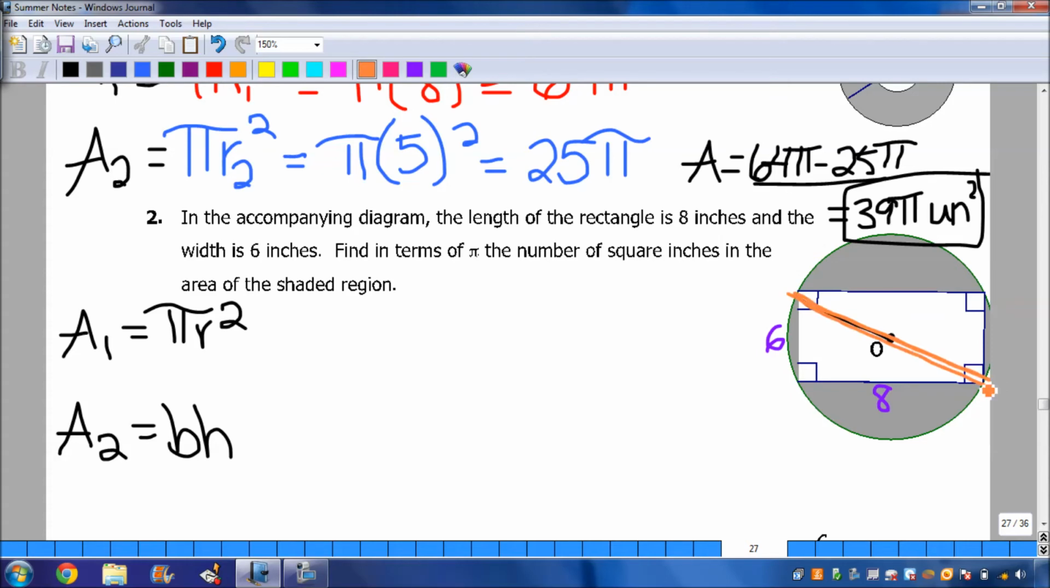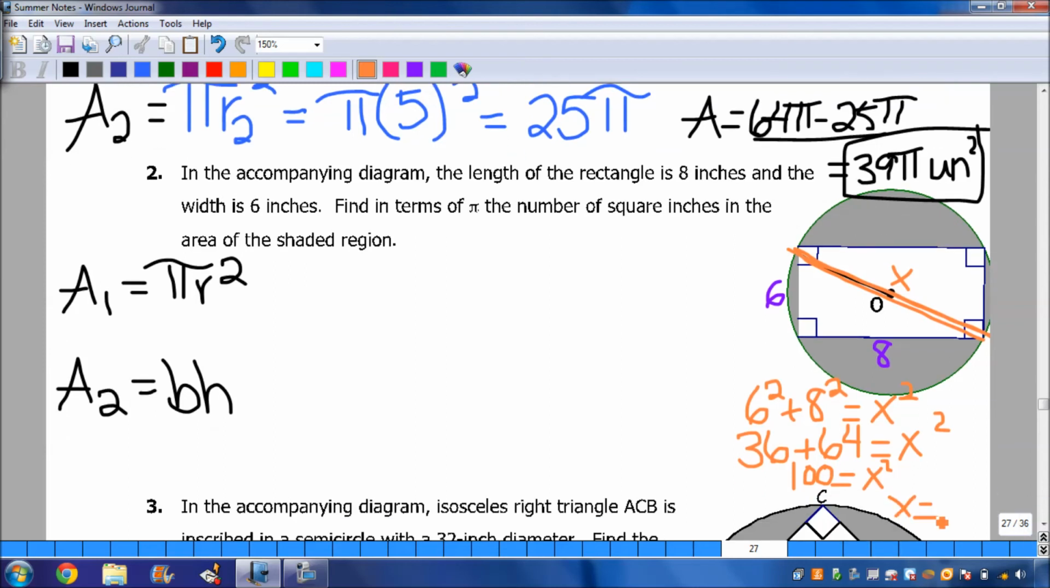And I can use the Pythagorean theorem to figure out this missing side right here. So I would do 6 squared plus 8 squared equals x squared. So 36 plus 64 equals x squared. So I would get 100 equals x squared. I can square root both sides, right? Which means that x is equal to 10. So this full length is now 10, which means that my radius from O out is half of that length, so it would be 5.